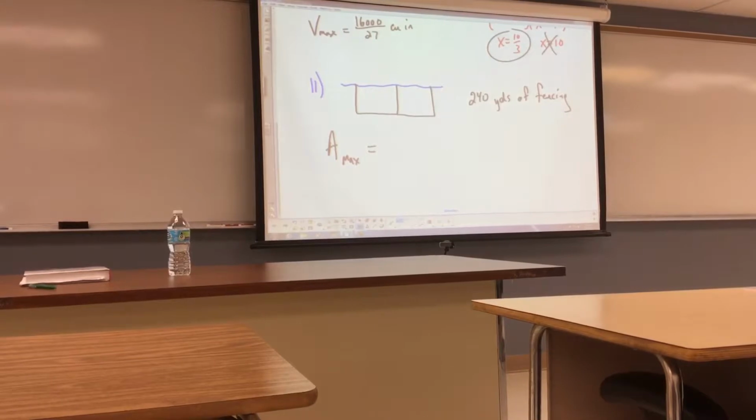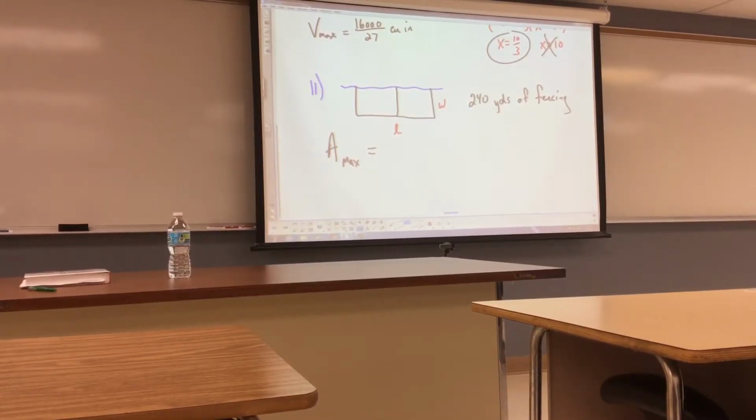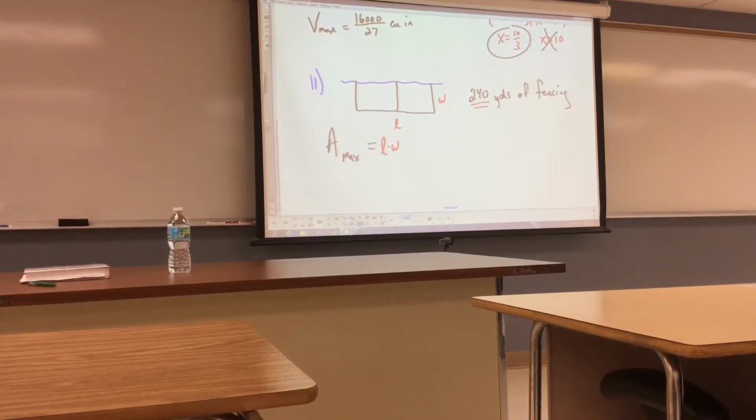Okay, well, area is equal to length times width, right, of that whole big rectangle. So L times W. That'll give me that area, right? Do we have to account for the fencing that's going through the middle? Yeah. Yep, so that's going to be part of the 240.